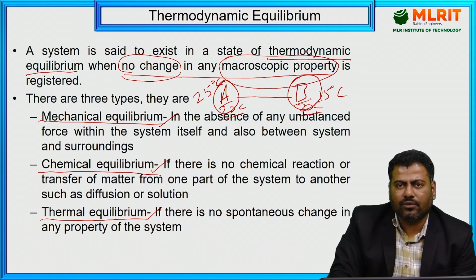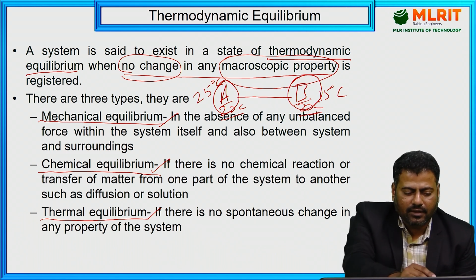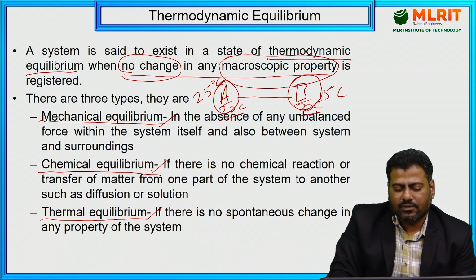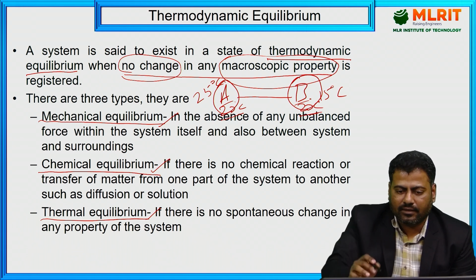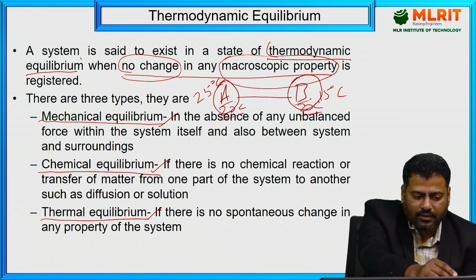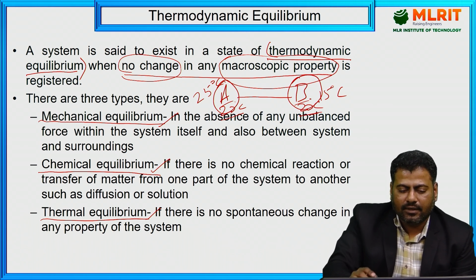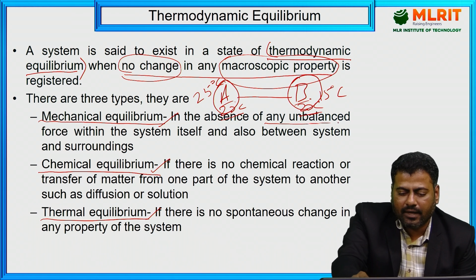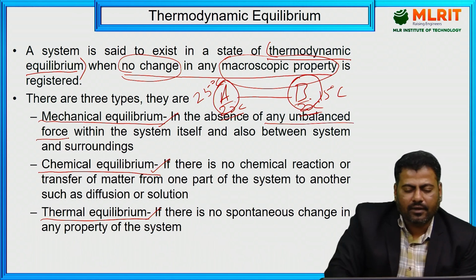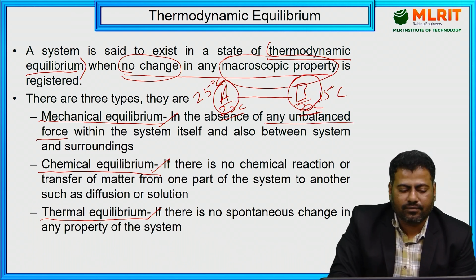Already we discussed various cases. First we will discuss mechanical equilibrium. What is mechanical equilibrium? When a system exists in thermodynamic equilibrium, which is the general one, there are three categories. One is the mechanical equilibrium. See, listen here: in the absence of any unbalanced force, in the absence of any unbalanced force within the system itself.